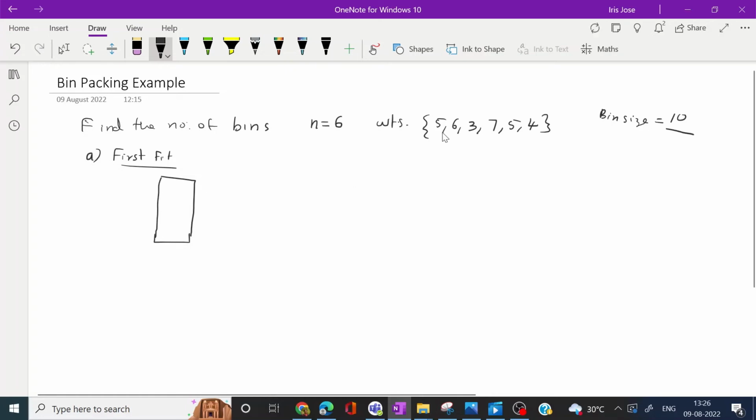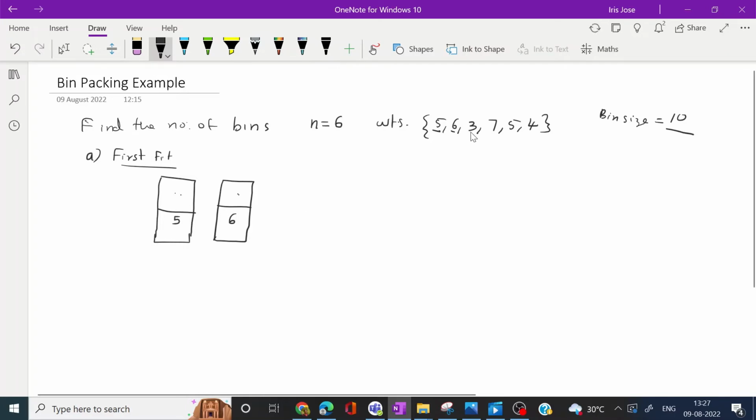So in the first bin, the first item is 5. So I have placed the first item. Then second item is 6. The remaining capacity of the bin is 5 only, so we cannot place the item of weight 6 here. We have to take another bin to place the second item. So second item I have placed here, which is of size 6. So here we have a space of 4, and here we have a space of 5.